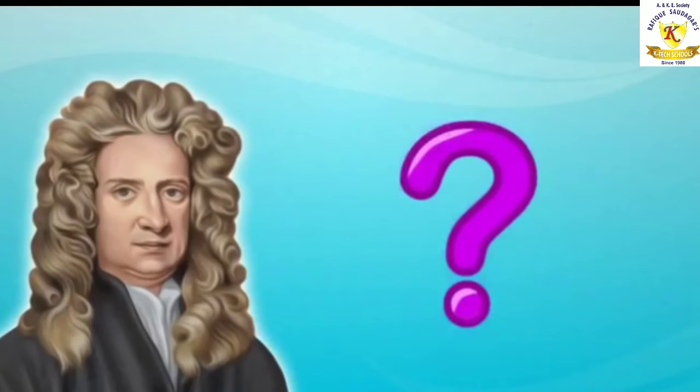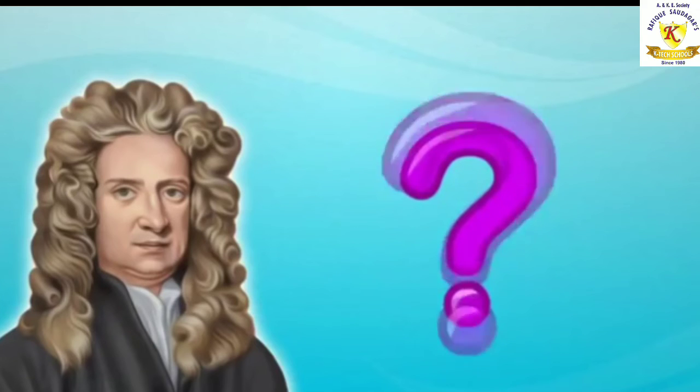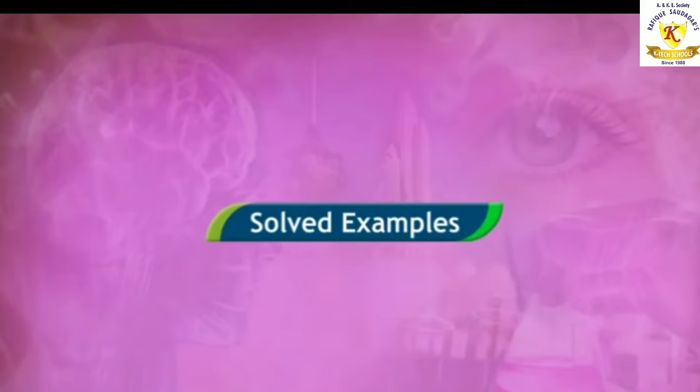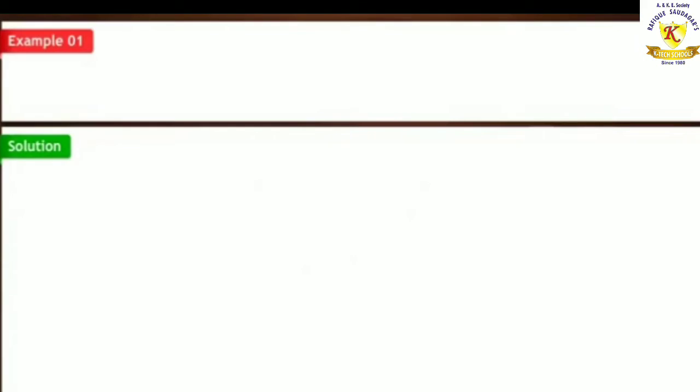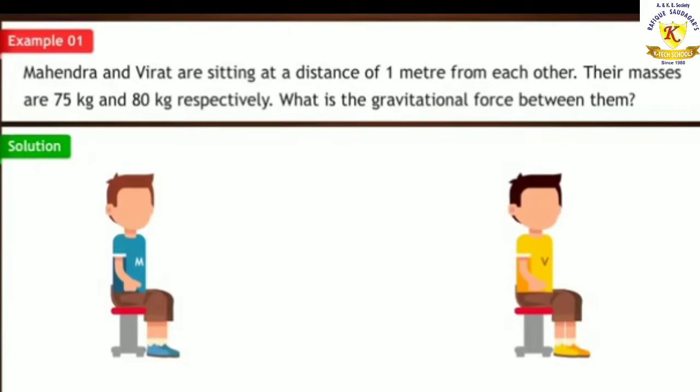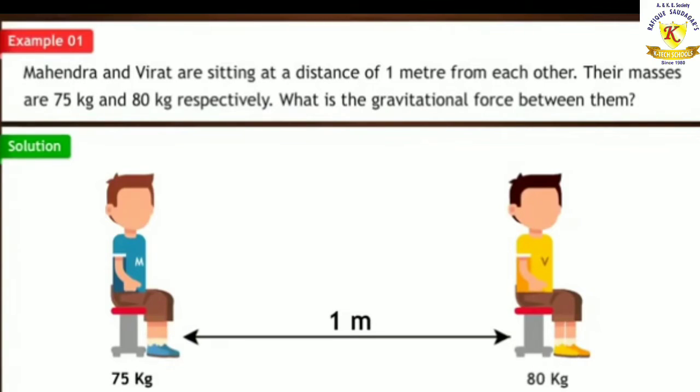Why did Newton assume inverse square dependence on the distance in his law of gravitation? He was helped by Kepler's third law in this, as shown. Now let's see some solved examples. Example 1. Mahendra and Virat are sitting at a distance of 1 meter from each other. Their masses are 75 kg and 80 kg respectively. What is the gravitational force between them?